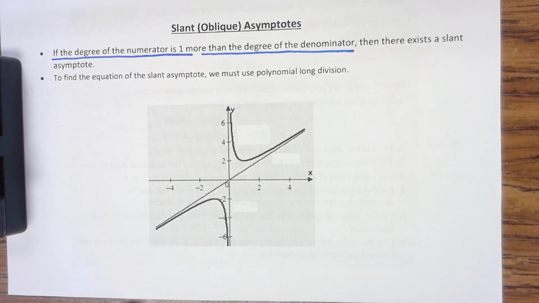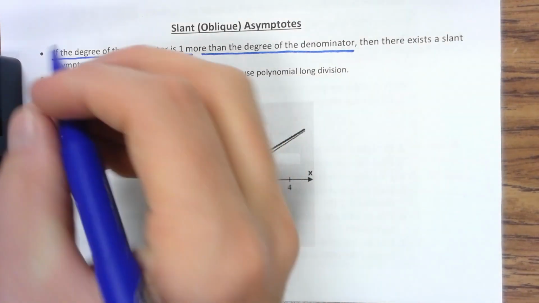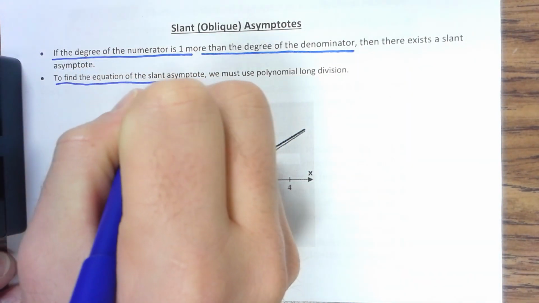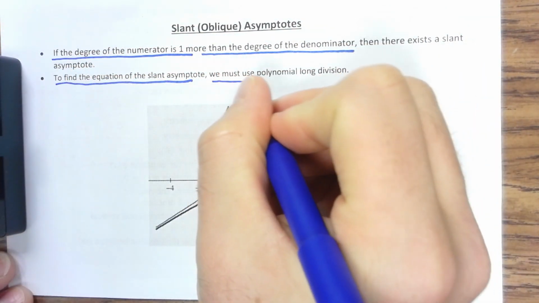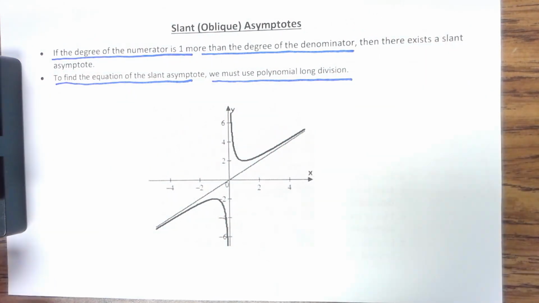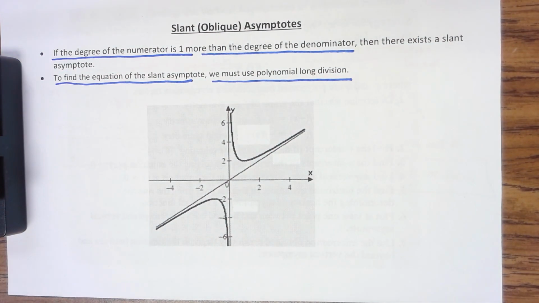And so what we're going to focus on is finding the equation of that slant asymptote. And to find the equation, we're going to use polynomial long division or synthetic division. Okay, so there's more uses to that long division and synthetic division besides just simply factoring, right? Which is what we were using it for back before we went on the break.